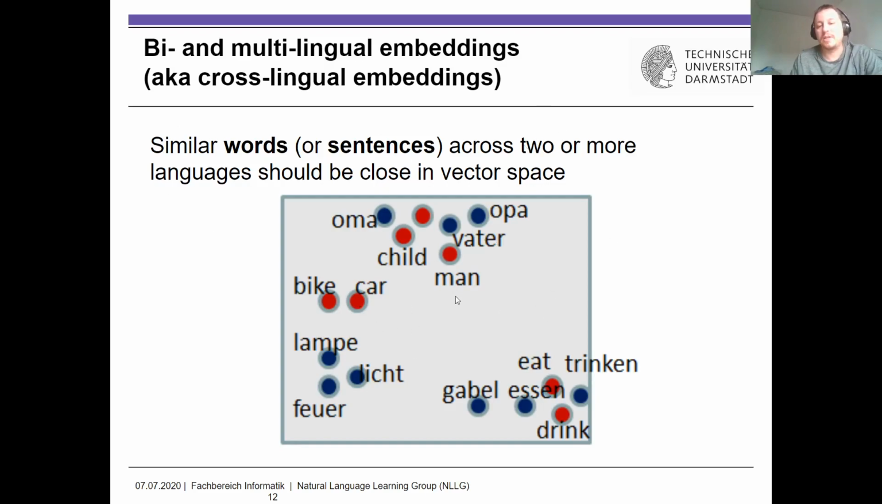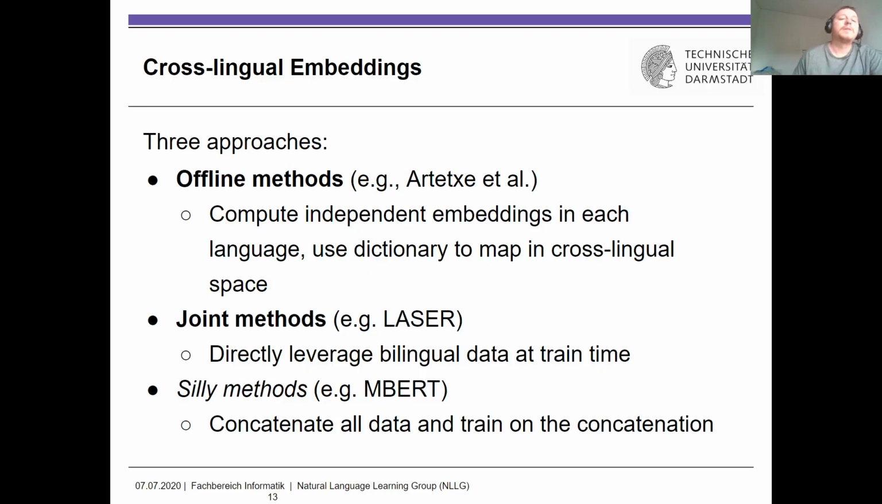This is illustrated here in a German-English vector space, where you see, for example, that Vater and man, which are words in different languages, German and English, are close in the vector space because they really are cross-lingually similar words, right? So how could we induce those embeddings? We have mainly seen what people call offline methods.